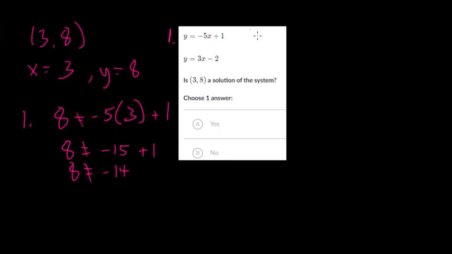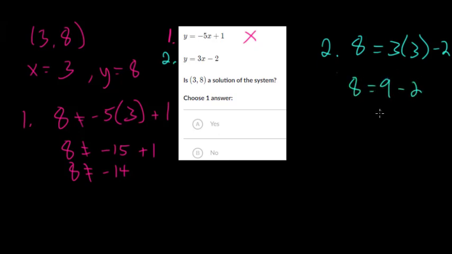So this one did not work, which means we don't even have to check the other one. But if you want to get some practice, you can definitely do that. So plugging it into number 2, you have that 8 is 3 times 3 minus 2. But this isn't true either because 3 times 3 is 9. And when you take away 2, you get back to 7. And 8 and 7 are not equal. So it actually didn't work for either of these.